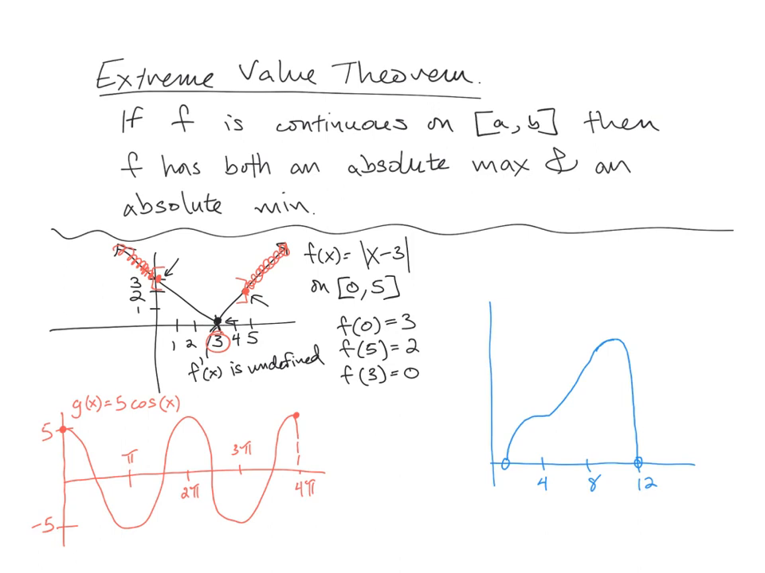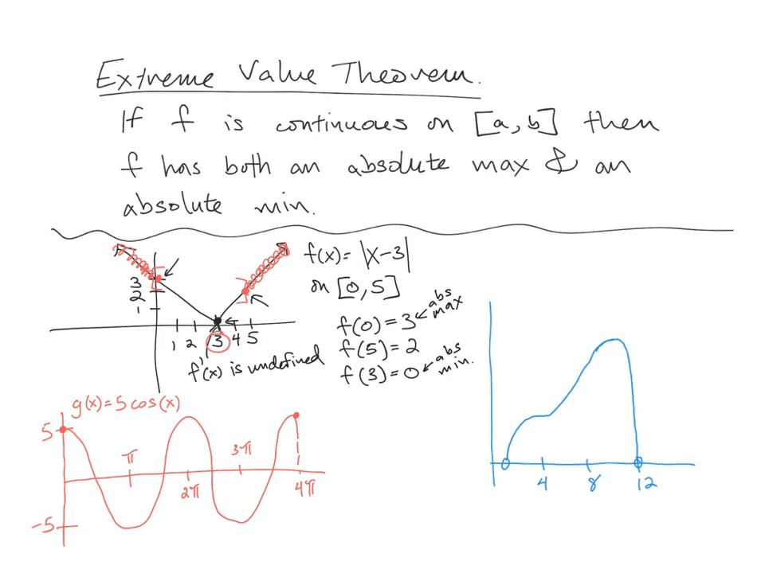Now I just said, let's look at the graph and figure out what they are. But we can also substitute these numbers into the original function. F of 0, 0 minus 3 is negative 3, absolute value positive 3. F of 5, 5 minus 3 is 2, absolute value of 2 is 2, and so on. From there, we just get to pick the highest and lowest values. So this is the absolute max, and this is the absolute min. And it's that easy.